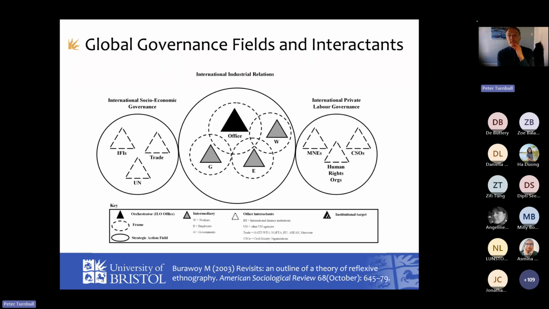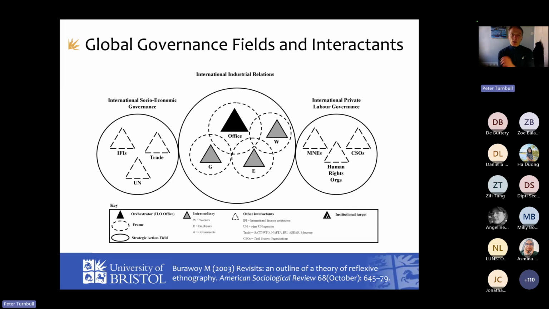So what we have here is the idea of different strategic action fields. So there are different action fields in terms of how we regulate the international economy. What the International Labour Organization does, the big circle in the middle, is it sets international labour standards. So we have labour standards on child labour or preventing child labour, forced labour, health and safety. The last convention adopted by the International Labour Organization, Convention 190, was on prevention of sexual harassment and violence in the workplace.